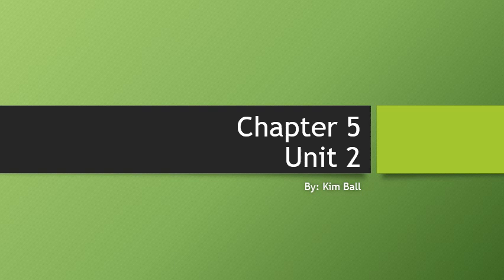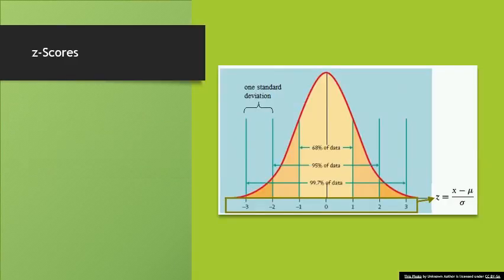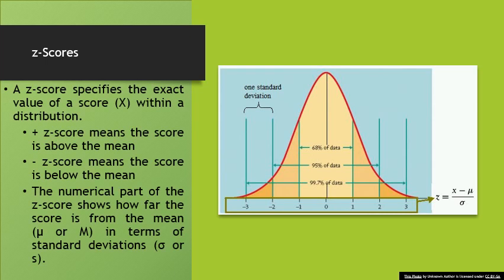This is Chapter 5, Unit 2. We're talking about z-scores in this chapter. Notice that a z-score specifies the exact value of a score x within a distribution. A positive z-score means the score is above the mean. A negative z-score means the score is below the mean. And the numerical part of the z-score shows how far the score is from the mean in terms of standard deviations. And this works whether we're talking about a population or a sample.